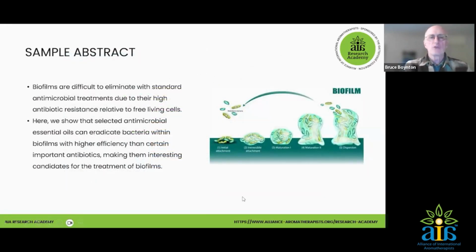Okay, here's an abstract from that title. Biofilms are difficult to eliminate with standard antimicrobial treatments due to their high antibiotic resistance relative to free-living cells. Here, we show that selected antimicrobial essential oils can eradicate bacteria within biofilms with higher efficiency than certain important antibiotics, making them interesting candidates for the treatment of biofilms.